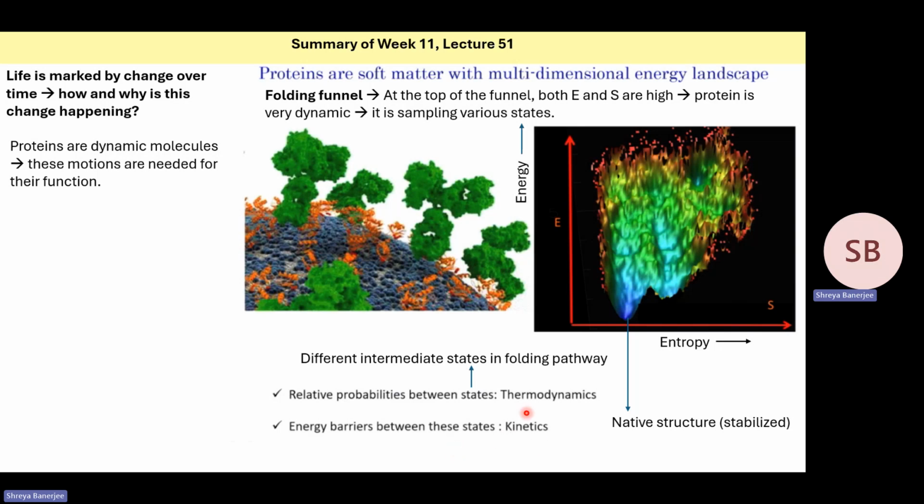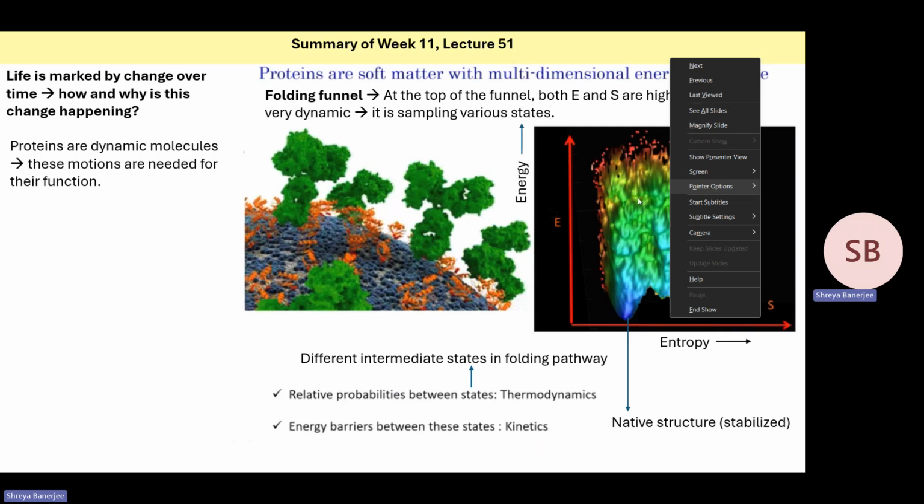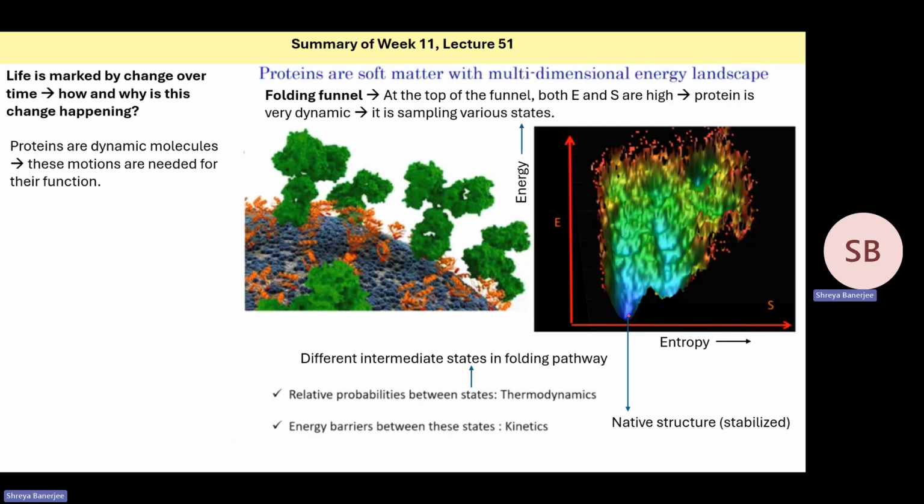Another thing is the kinetics, which is the energy barrier required. So imagine the protein is in the native state. How much energy will it need to cross over into another intermediate state? That is determined by the kinetics.